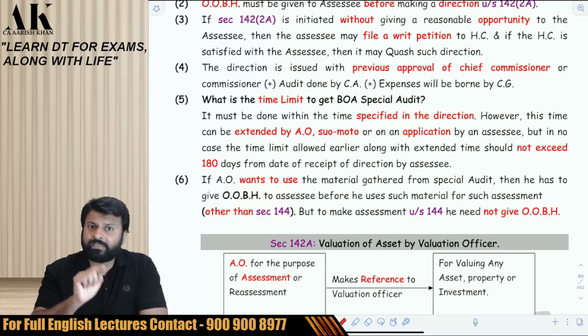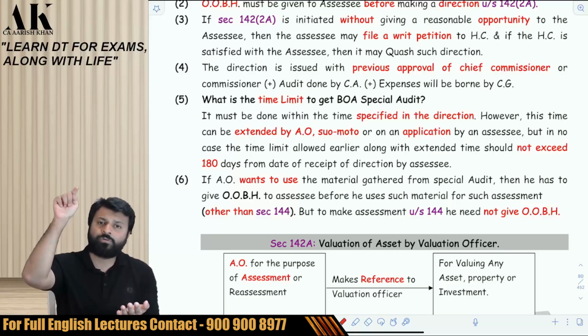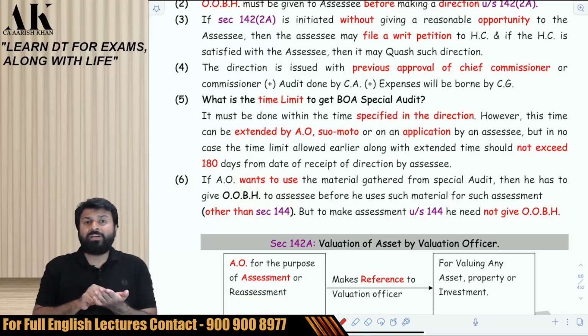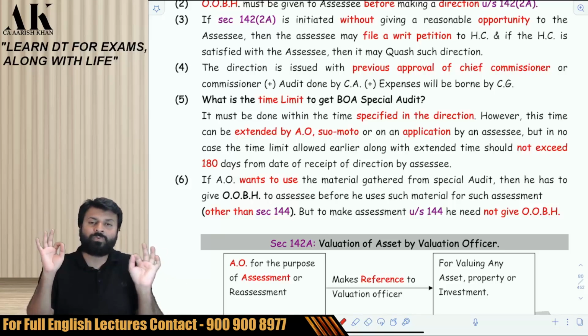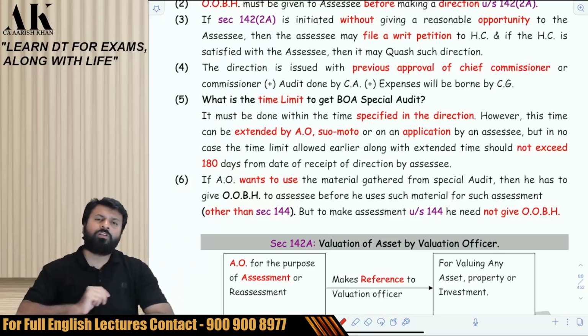Always? Not always. If the AO is doing a regular assessment, a section 143(3) regular assessment, an opportunity of being heard has to be given. If the AO is not doing a regular assessment, but a dangerous one, the best judgment assessment, then the AO does not have to give the opportunity of being heard to the assessee.